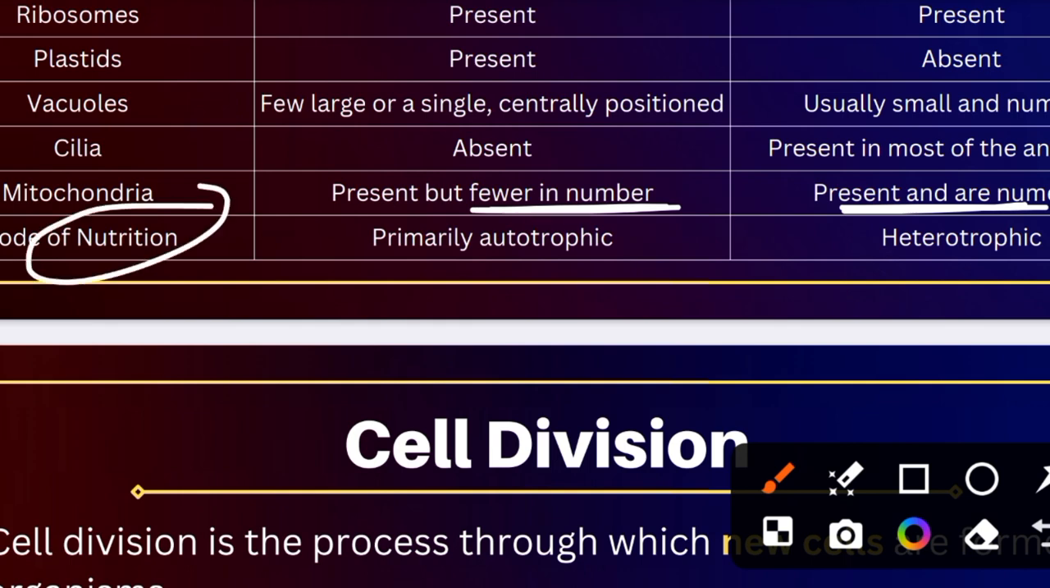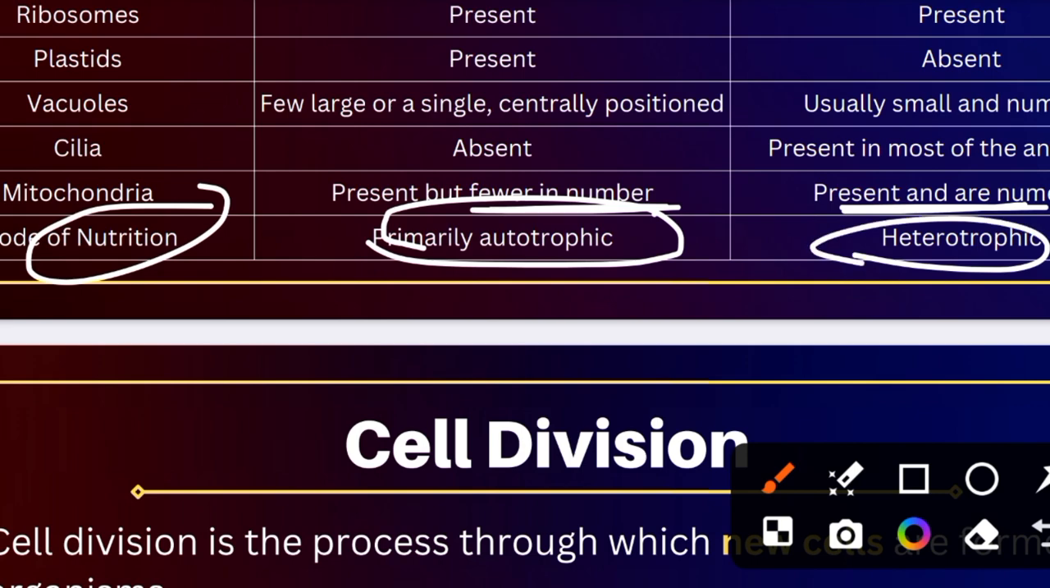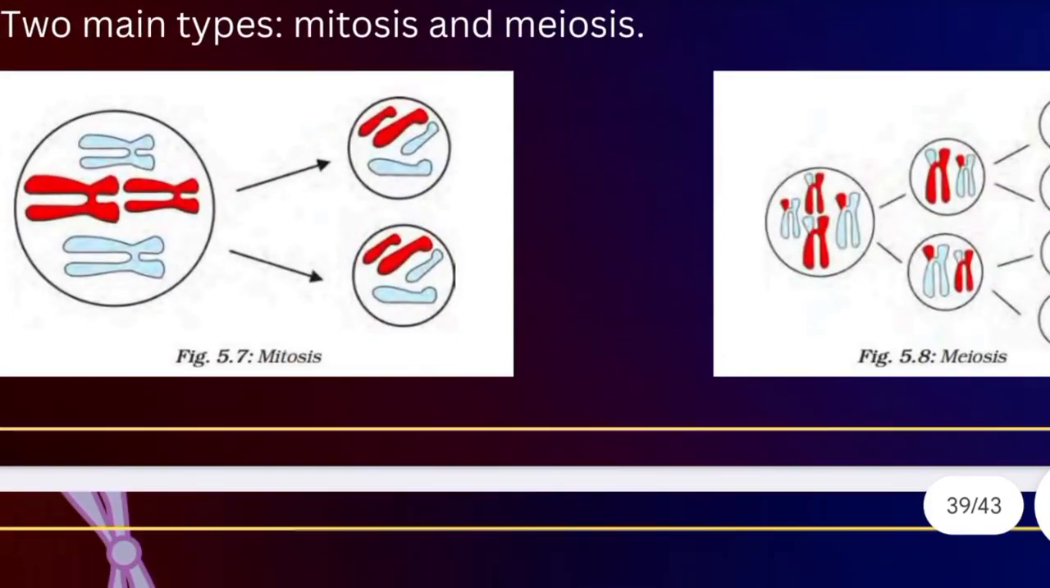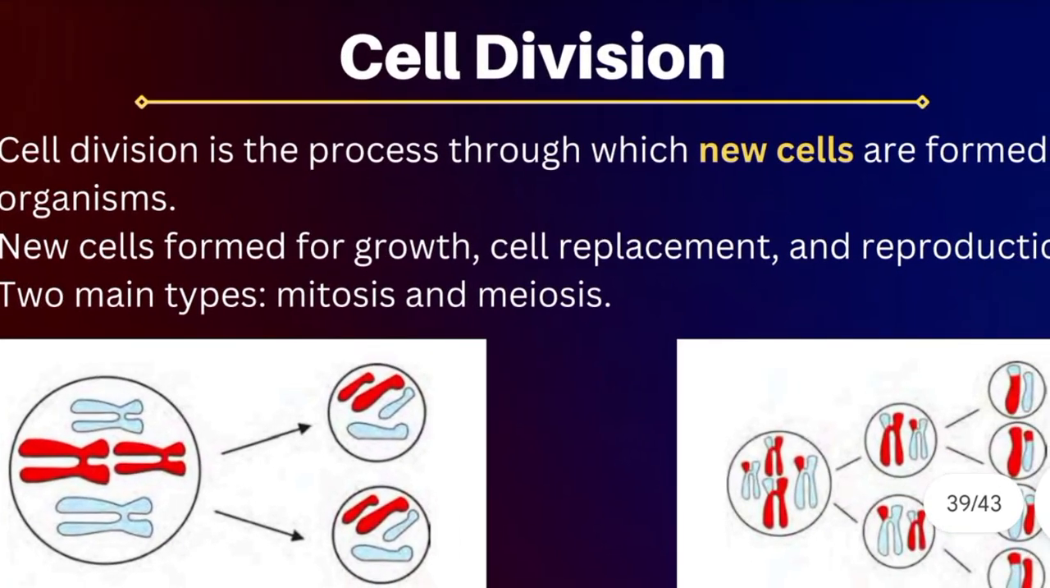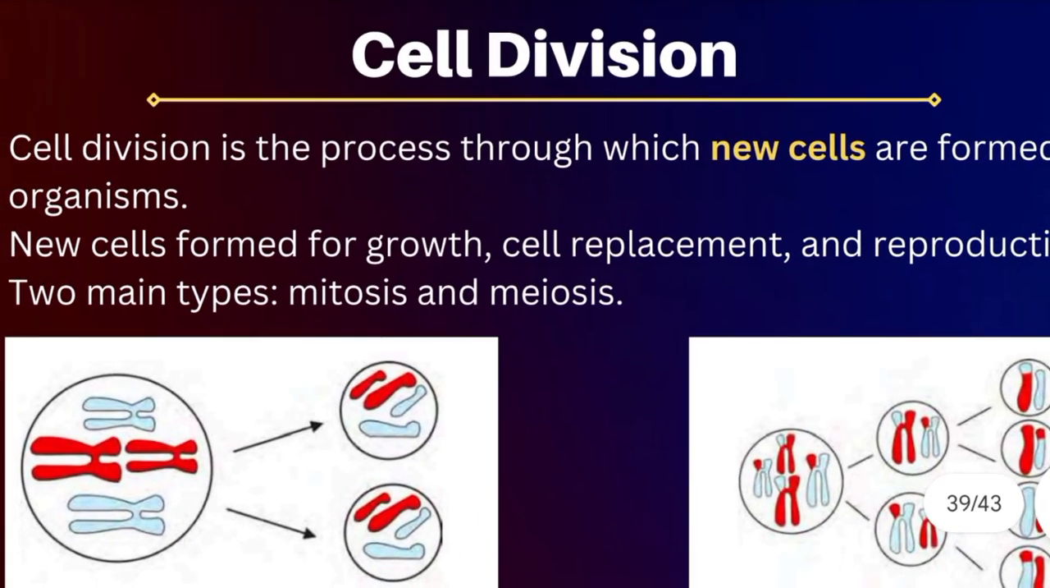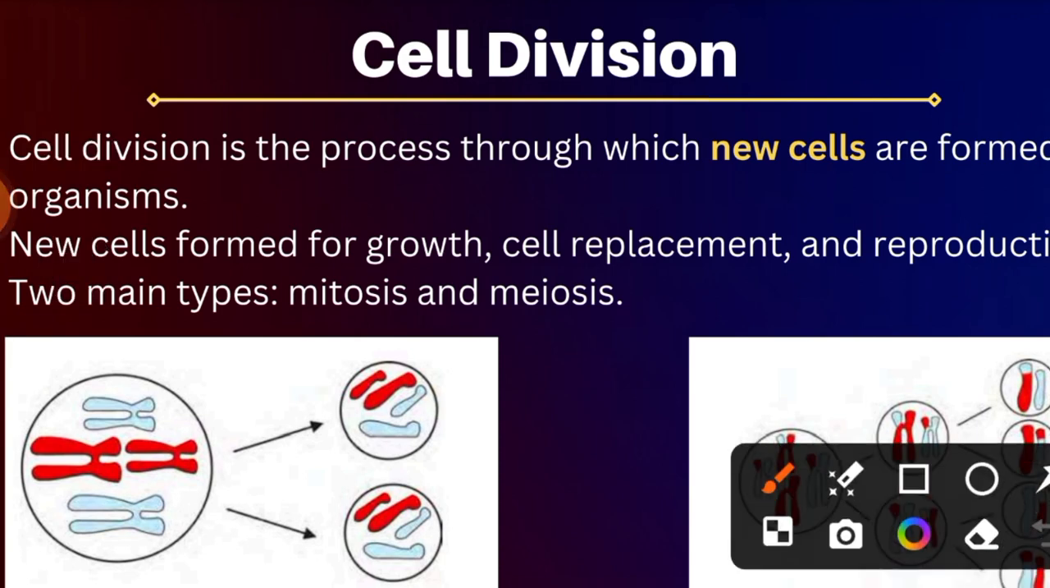Mode of nutrition. Now see, this we learned in 7th standard only: plants make their own food, therefore they are autotrophic, and we do not make our own food, therefore we are heterotrophs. Now cell division. Now this is our last topic of the class 9 chapter, the fundamental unit of life. Cell division. So how does a cell divide? Cell division is the process in which new cells are formed by an organism. An organism forms new cells. This is known as cell division.